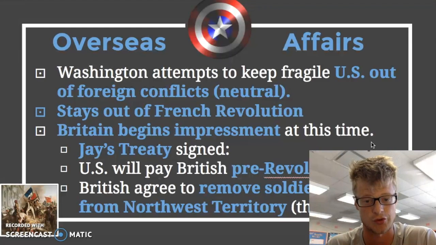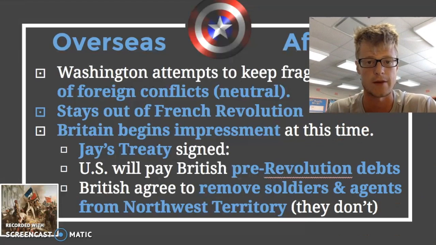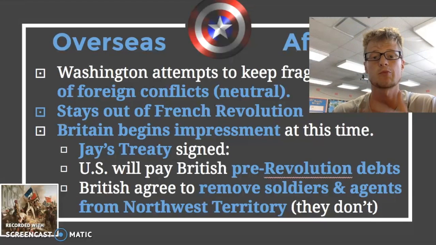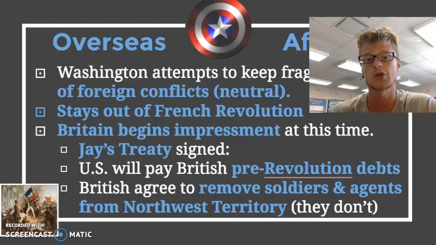And Jay signs a treaty with the British, and really it breaks down like this. So the Americans agree that for British properties that were confiscated during the American Revolution, if there was debt included with those, that they would pay those off. And in exchange, the British promise that they will remove themselves from the Northwest Territory. The problem, though, is that they don't.